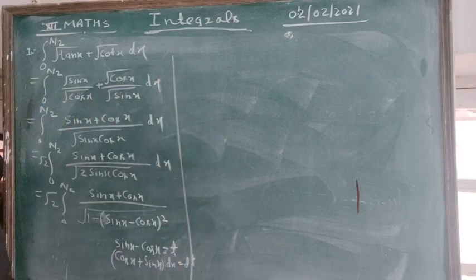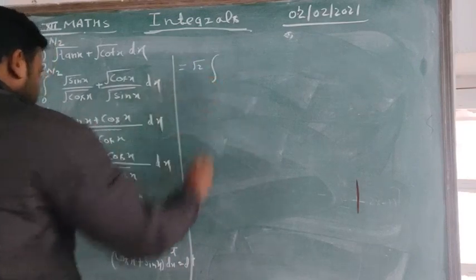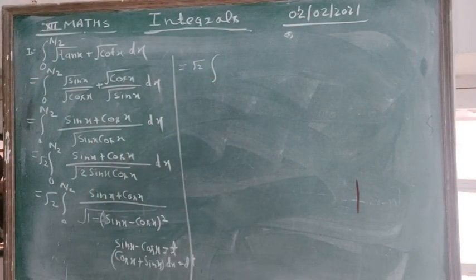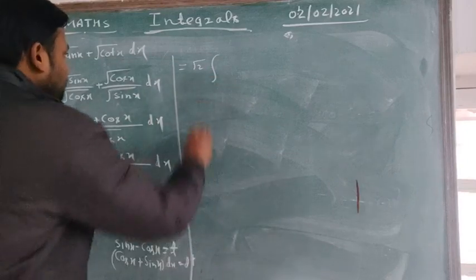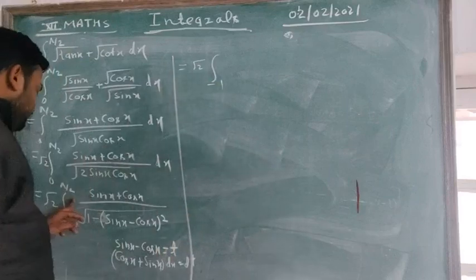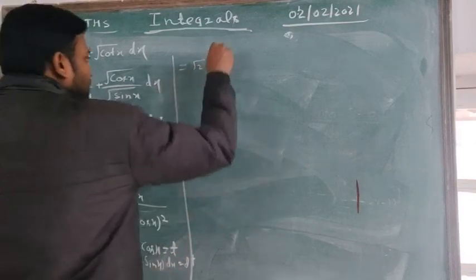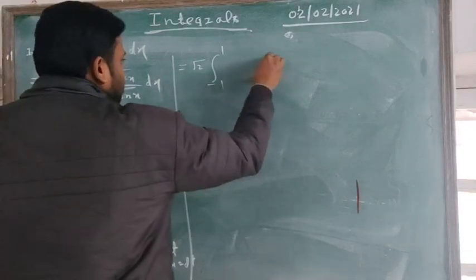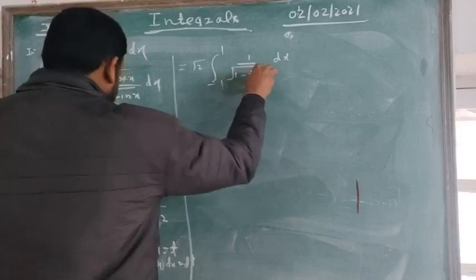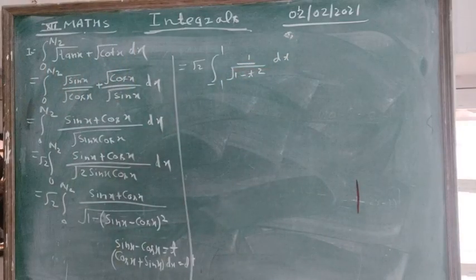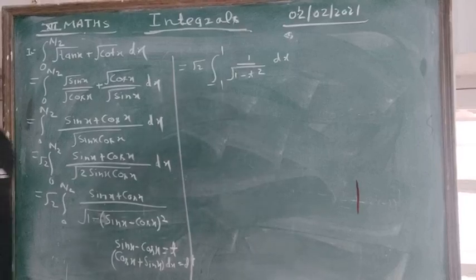Okay, now students, we substitute here, we write root 2, and our limit will be changed. So when we put 0, this is cos 0, which is minus 1, students, and when we put pi by 2, we get 1. And this is dt by under root 1 minus t square. Okay, students, and you know well that this is the integration of sin inverse t.